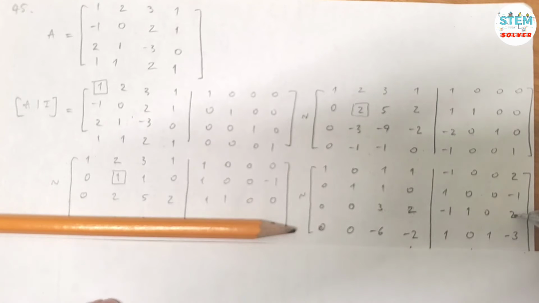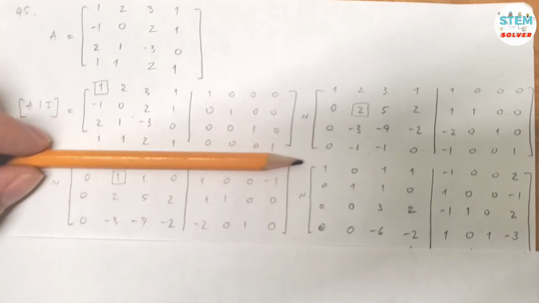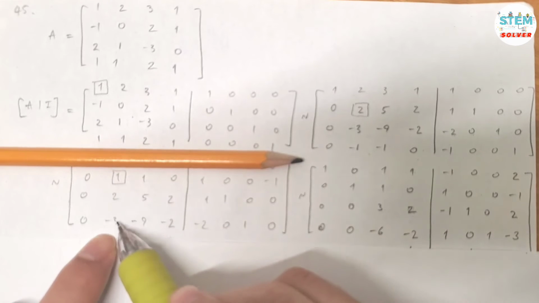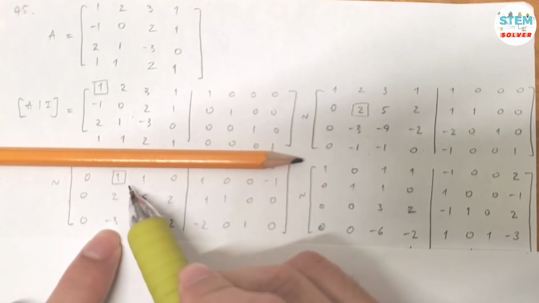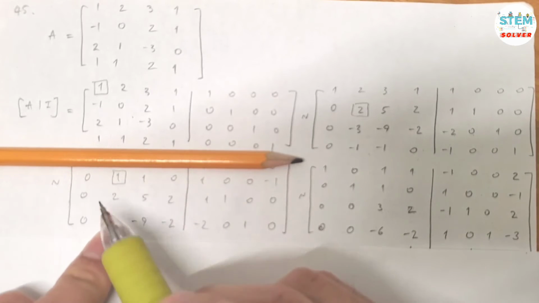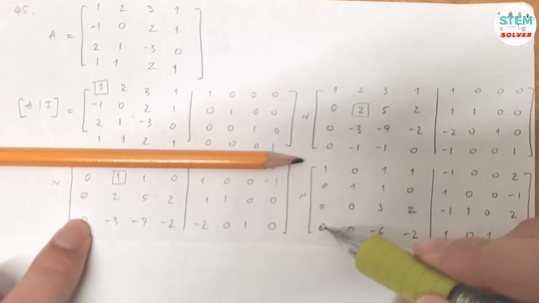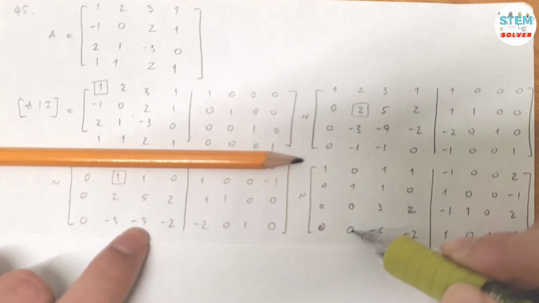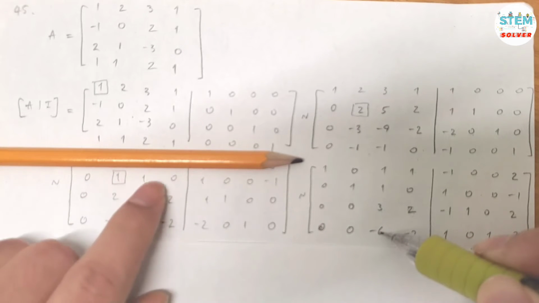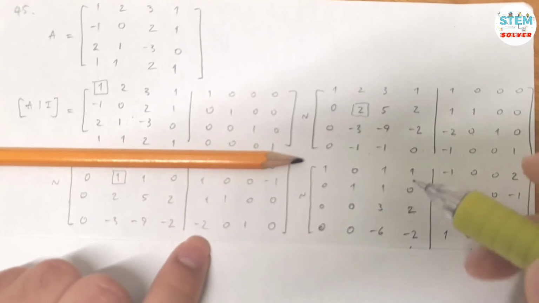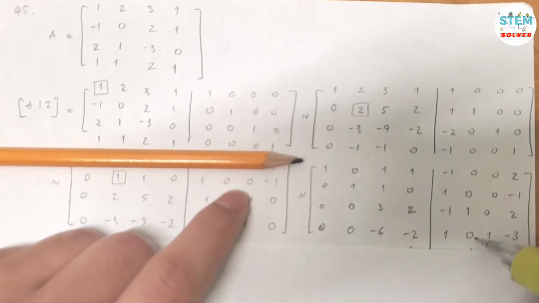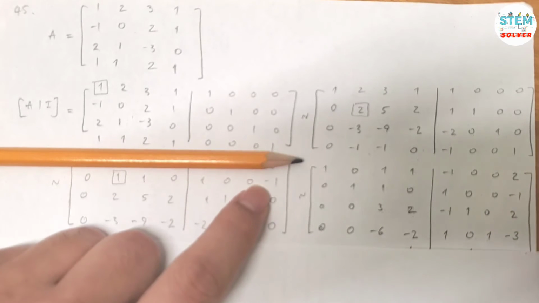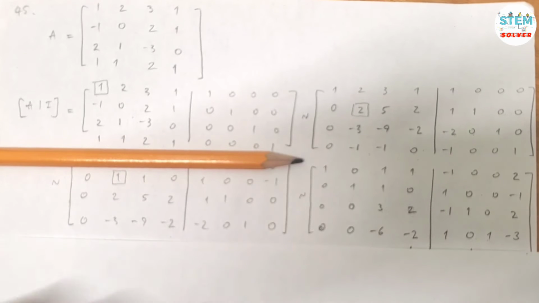Alright, now for the last row, to make this become 0, multiply the second row by positive 3 and add it onto the fourth row. So you have 0, 0, 0. 3 minus 3 is 0. 3 minus 9 is negative 6. 0 minus 2 is negative 2. 3 minus 2 is 1, 0, 0. 0 plus 1 is 1. Negative 3 plus 0 is negative 3. Okay.